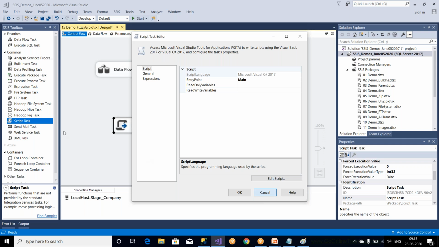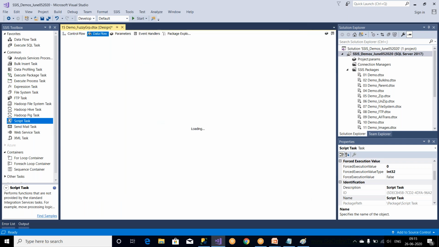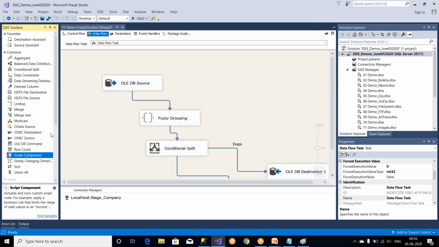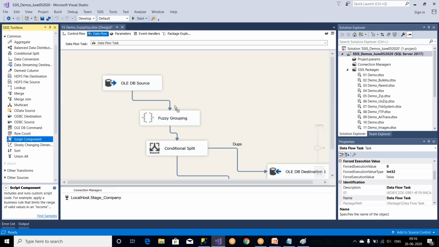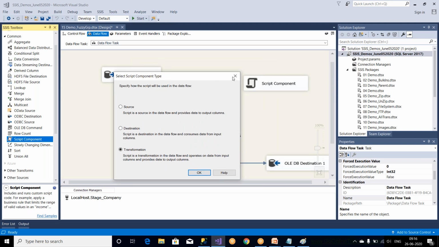So you have a script task here to perform this. But when you go to data flow and I want to write .NET code, there is no task here. So there is a script component. When you drag and drop a script component, it asks whether you want to use it as a source, a destination, or a transformation. There are three things. Try to understand.